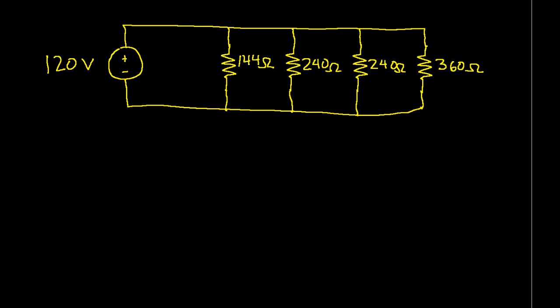I have drawn a circuit that represents 4 light bulbs connected in such a way that they will all be lighted at the same time. The light bulbs are represented by resistors. Those are the squiggly lines.